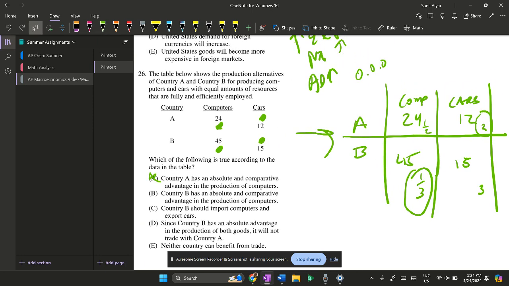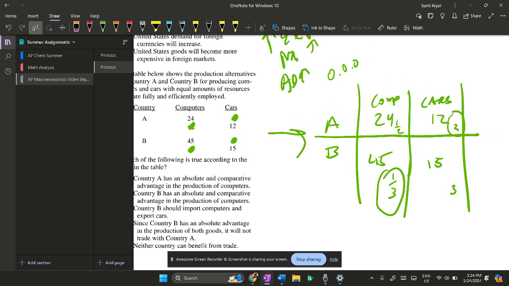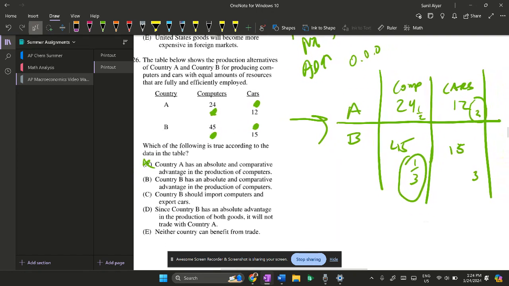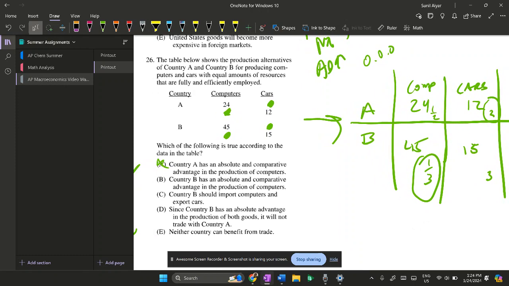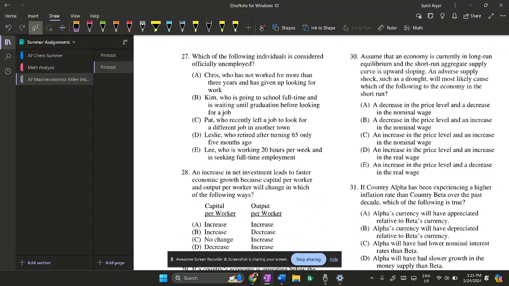By the way, just for clarification, absolute advantage, who can absolutely produce more? Who can absolutely produce more computers? Country B. Who can absolutely produce more cars? Country B. So country B is the absolute advantage and comparative advantage in producing computers. Last time I checked, that is true in both cases. We can look here. They can produce absolutely more computers, 45 to 24, and they can produce it for 1/3 of a computer rather than 1/2 of a computer. So they can do it for cheaper.